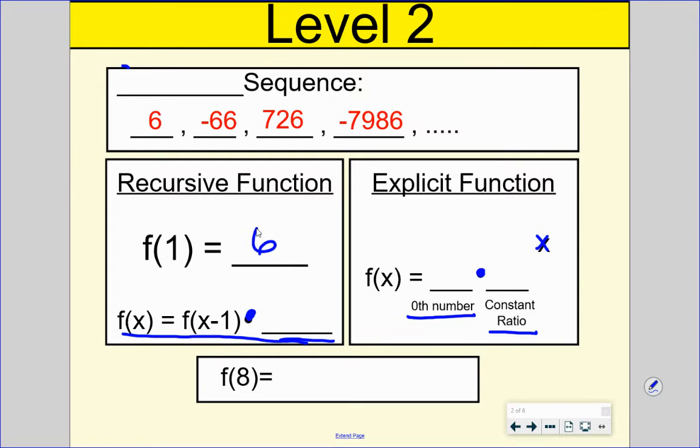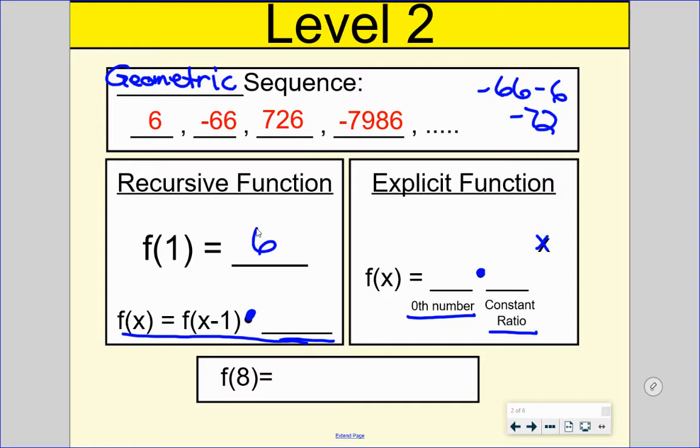So this one is geometric. If we didn't have these functions written down here and we only had the numbers up above, we can tell, looking at it, are we adding something every time? Well, let's see. If we take negative 66 and subtract 6, like we did on the last slide, we end up with negative 72. So is negative 72 our constant difference? Are we adding negative 72 each time? Well, that's not going to give us positive 726. So we can tell this is not an arithmetic sequence.